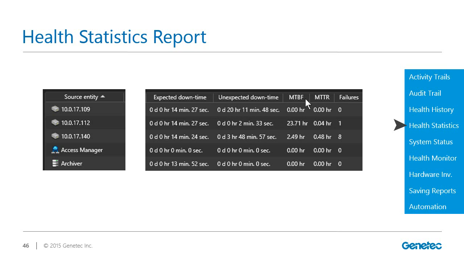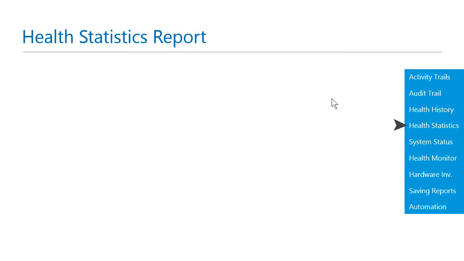We can also see the mean time between failures, or MTBF, which is basically how long the entity stays up and running for on average. And next to it is the mean time to recovery, or MTTR, which is how long on average it takes for the device or role to come back up to an operational state.